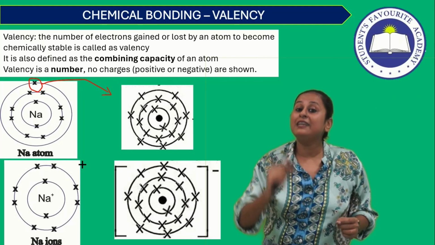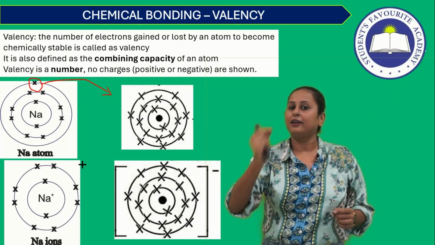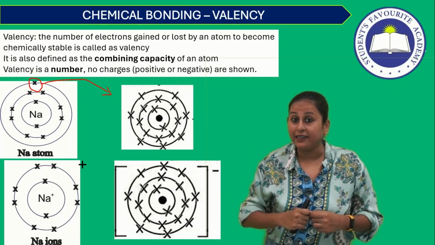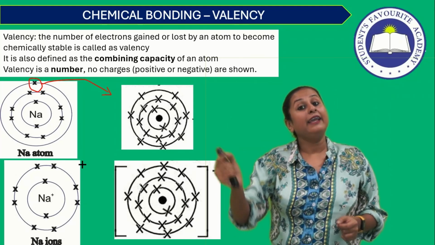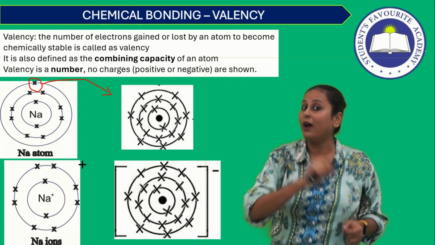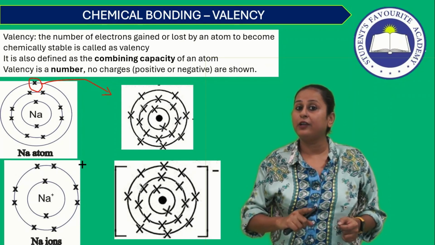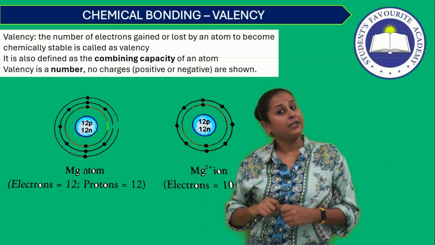So what is valency? Valency is the number of electrons taken or given to get your chemical stability. So how many electrons does chlorine gain or lose? It gains 1 electron. So the valency of chlorine will be 1. And the valence electrons of chlorine will be 7.